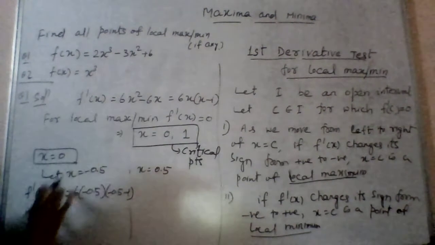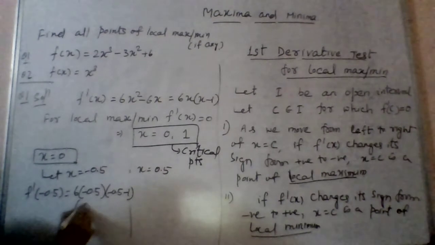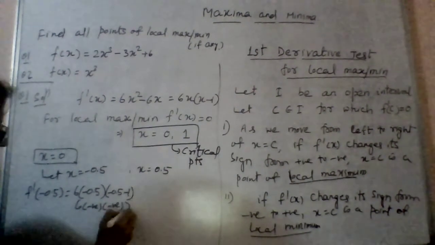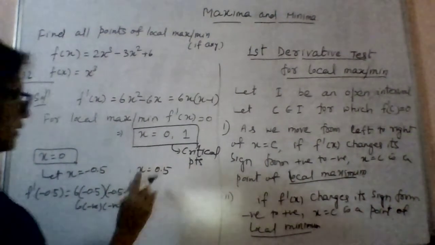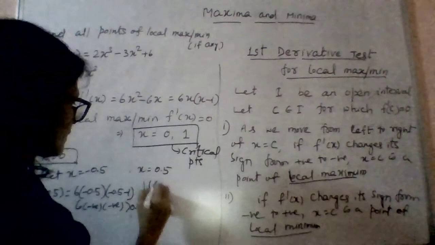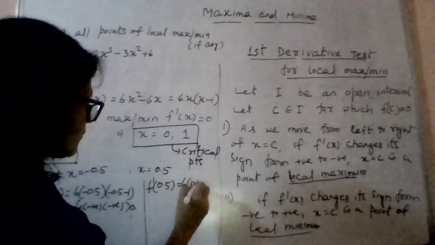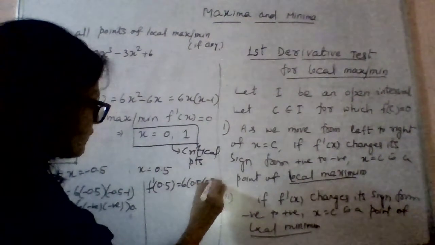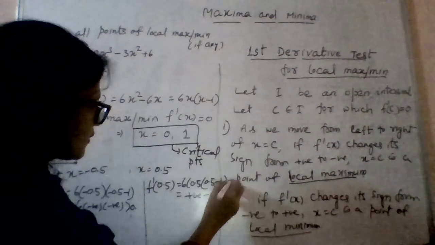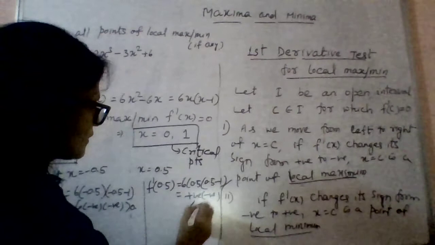Okay, f dash x at this. So you are getting here 6 into negative into negative, that is positive. Similarly, here f dash 0.5 equal to 6 into 0.5 into 0.5 minus 1. We are interested in sign only, not the value. So positive into negative, you are getting negative.